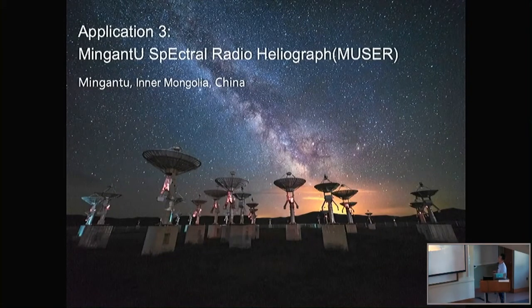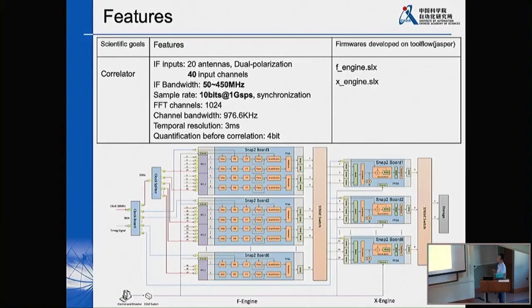The third application of this backend is the Mingantu Spectral Radio Heliograph. Its main features: 20 antennas, dual polarization, so 40 input channels. The intermediate frequency bandwidth is 50 to 450 megahertz. The sample rate is 10 bits at 1 GSPS. 14 SNAP2 boards are used for this backend: 6 boards for the F engine and 8 boards for the X engine.